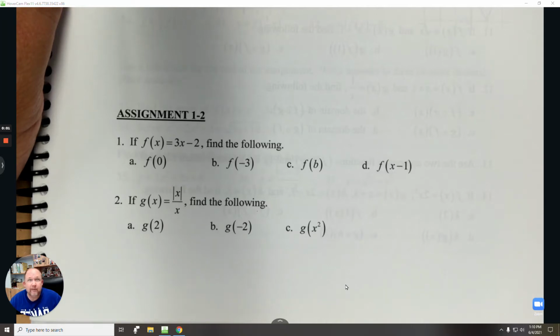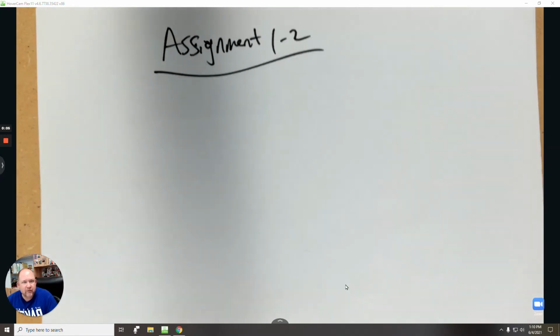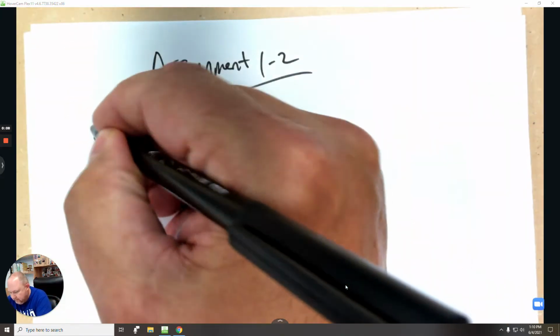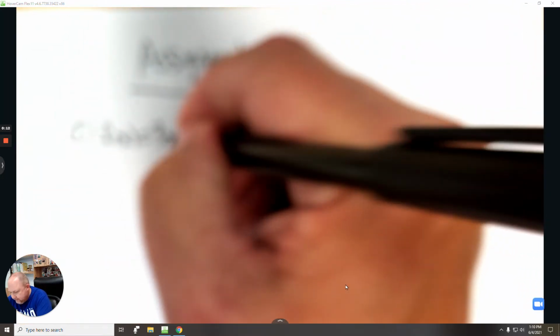All right, this is assignment 1-2. Here we go. So question number 1, let me write here. Take out a piece of paper like me, write the title down, show your work, be organized as much as you can. Here we go.